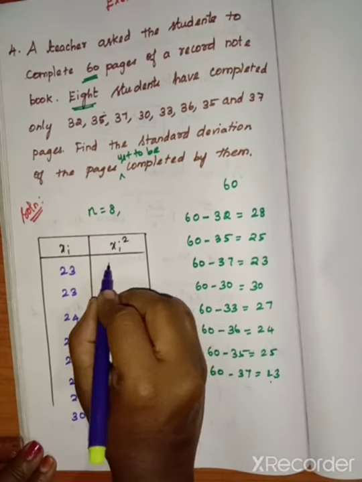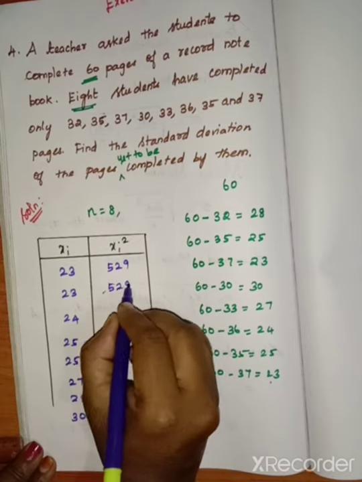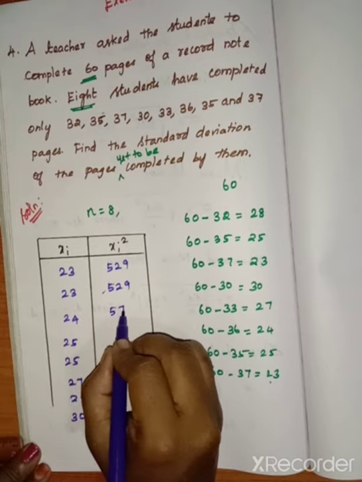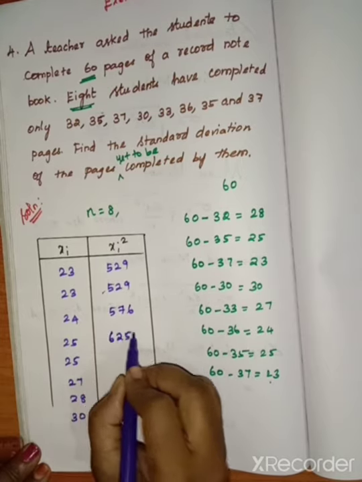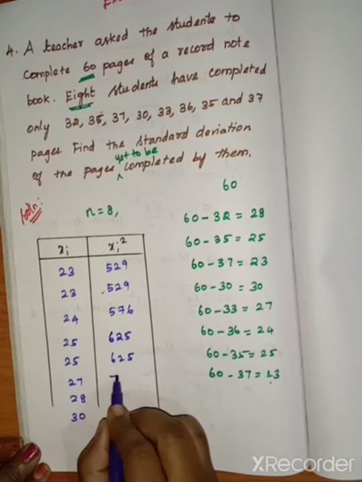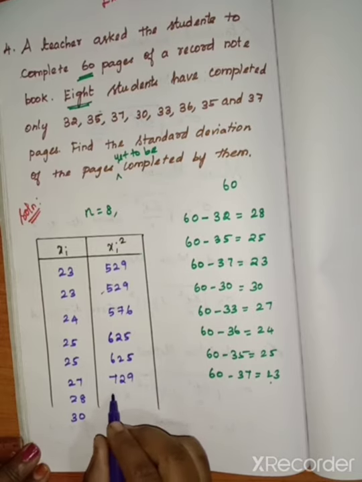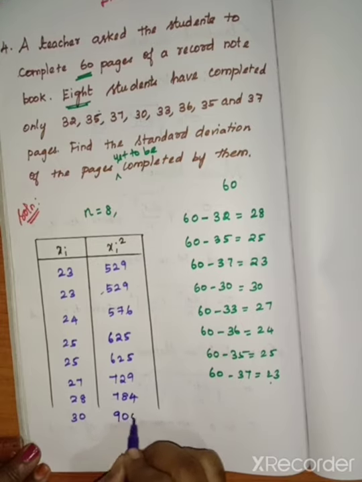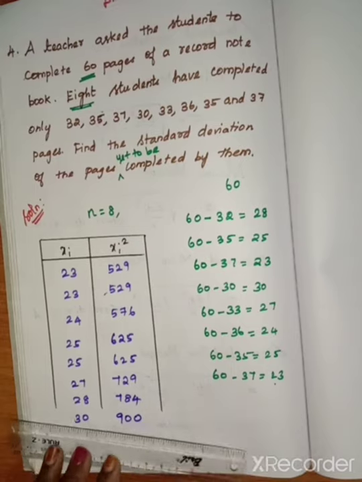So here 23 into 23, 529. So here also 529. For 24 into 24, 576. For 25 into 25, 625. Here also 625. For 27 into 27, 729. Then 28 into 28, 784. 30 into 30, 900. So now we want to add the terms.